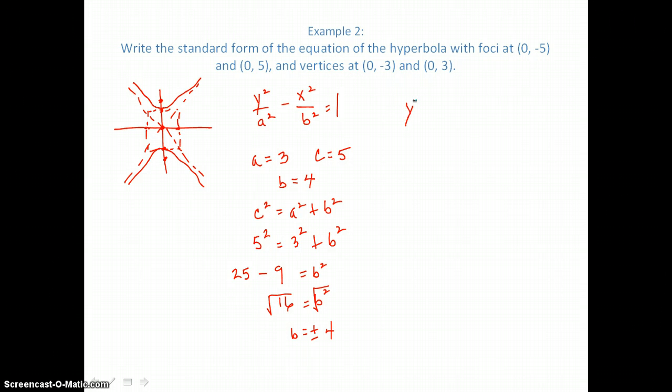y squared over a squared, and a is 3, so I've got 3 squared in the denominator, minus x squared over b squared, and b is 4, equals 1. So I'll clean this up and leave that first denominator as 9, and leave that second denominator in this equation as 16. So there's the equation of our hyperbola with a vertical transverse axis.